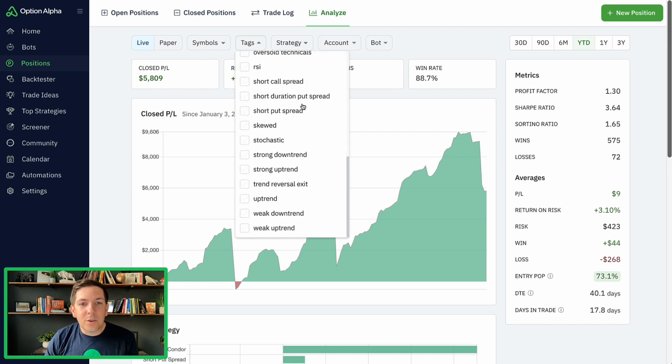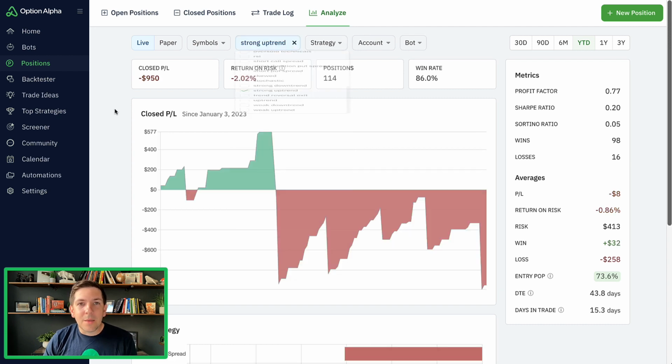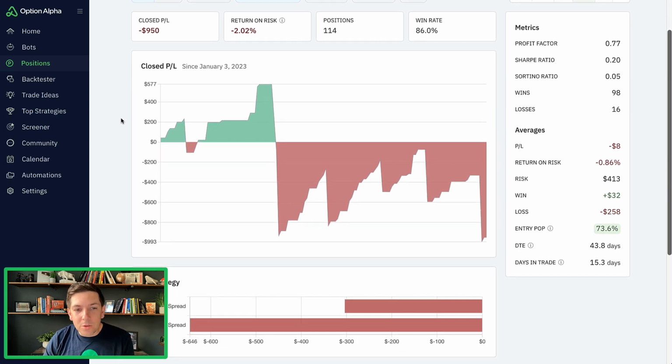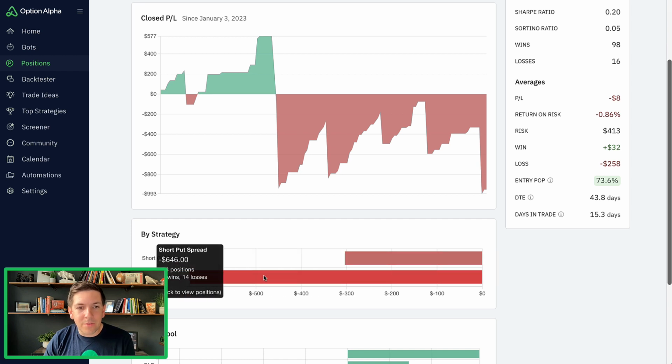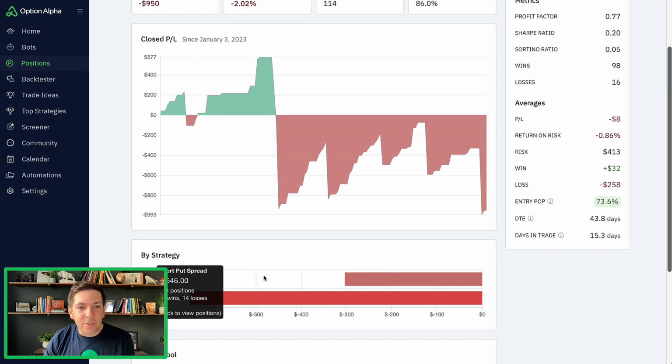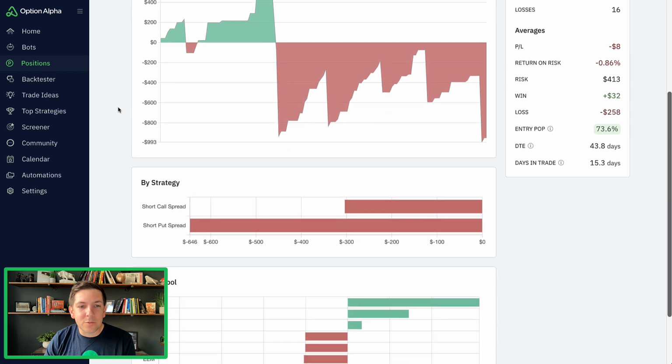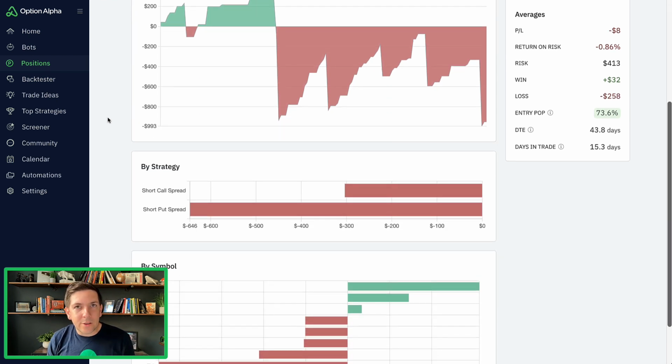So here you can see that if I look at, for example, strong uptrend, my results for strong uptrend have not been good year to date. Basically, all the positions that I got into that were entered in a strong uptrend, net did not work out. Now that's interesting because most of these positions are short put spreads. We have a lot of positions, 103 of the 114 positions were short put spreads. So why didn't those positions work out?